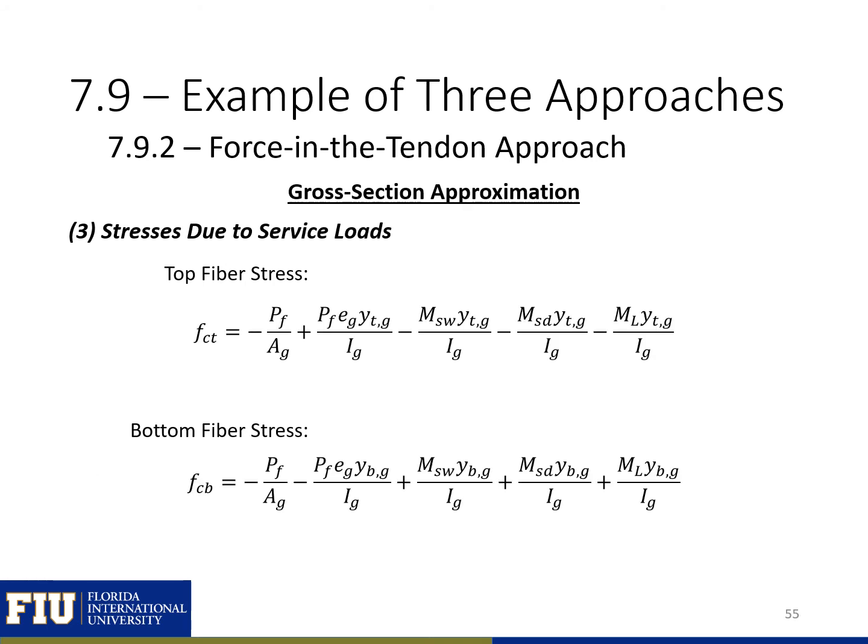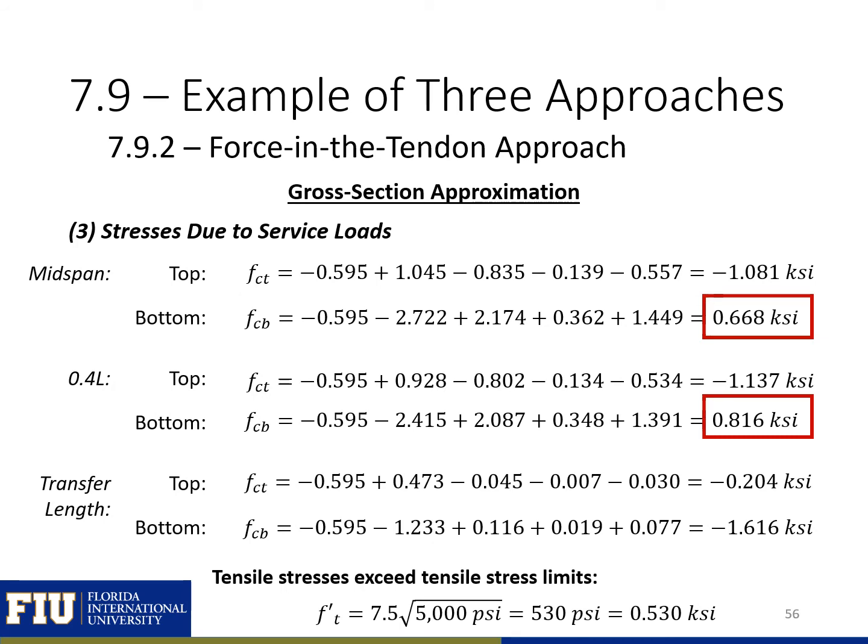Finally, we can calculate our stresses due to our service loads using our gross section. And we'll have the same first four components that we did from the sustained load check, but we'll also have the additional component here from our live load. So we can calculate our top and bottom fiber stresses using these equations. Plugging in all of our known values, we can calculate the stresses shown here on the right. And you can see our stresses at midspan and our tensile stress at 40% length both exceed the tensile stress limit here. So you can see if we're just using our gross sections, our stresses don't check against our code limits, so we would need to redesign our beam.